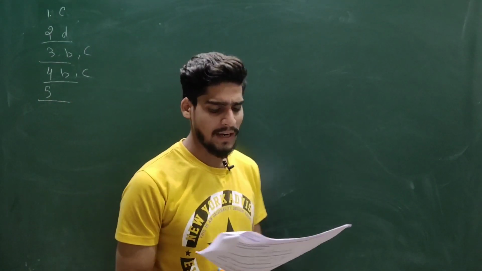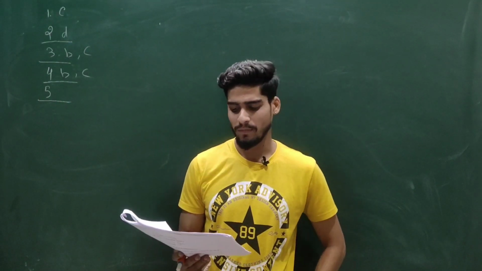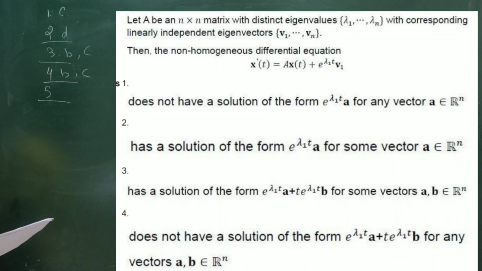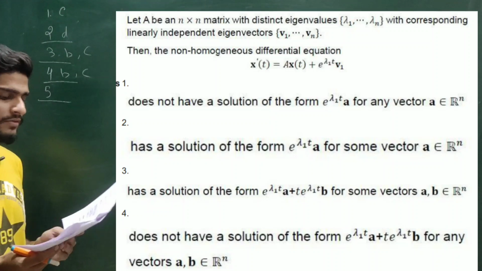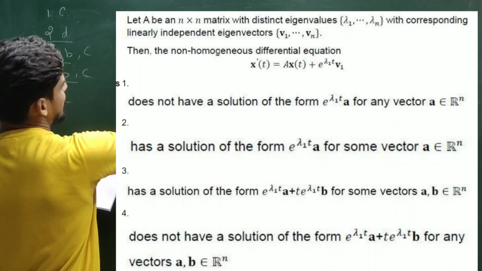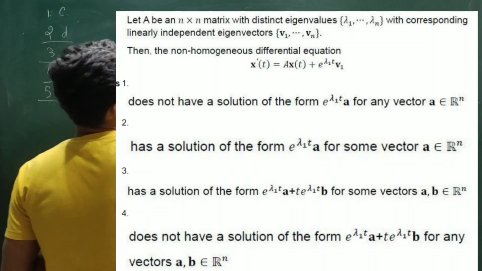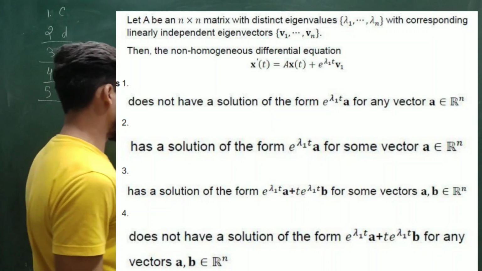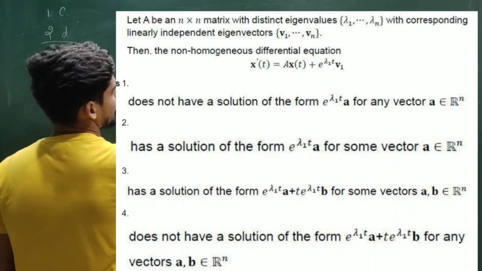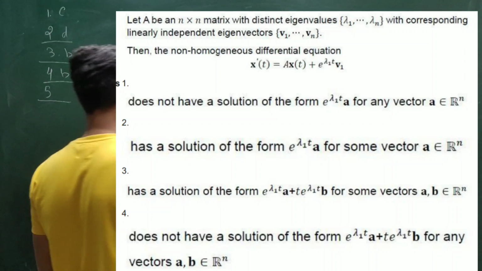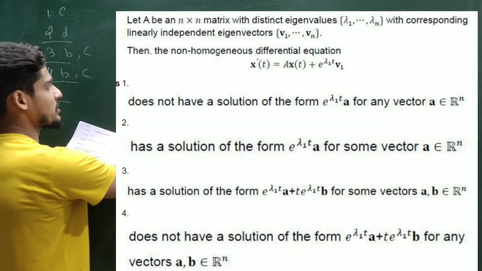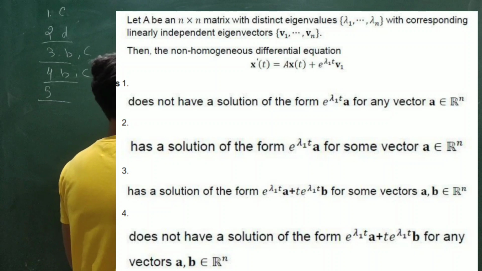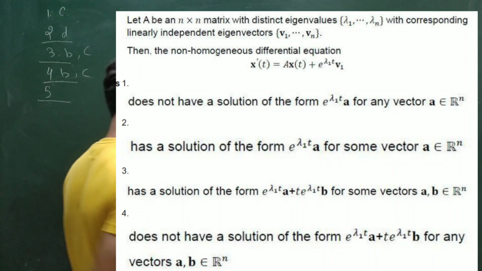According to me, you can attempt this problem without knowing the system of non-homogeneous differential equations. But I will tell you a method also. Let A be an n cross n matrix with n distinct eigenvalues. Lambda 1, lambda 2 up to lambda n are n distinct eigenvalues with the corresponding linearly independent eigenvectors v1, v2, up to vn. Then the non-homogeneous differential equation x dash t equals A x t plus e power lambda 1 t v1.